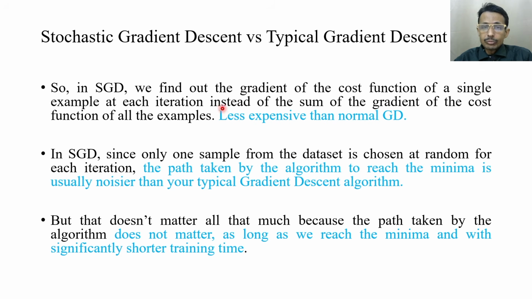in SGD, since only one sample is taken into consideration, specifically when the data set is very large, on the order of a million or 10 million, even if the path of convergence is random, the time has been reduced substantially. So it doesn't matter as long as we reach a minimum with a significantly shorter training time. That is the advantage of stochastic gradient descent.